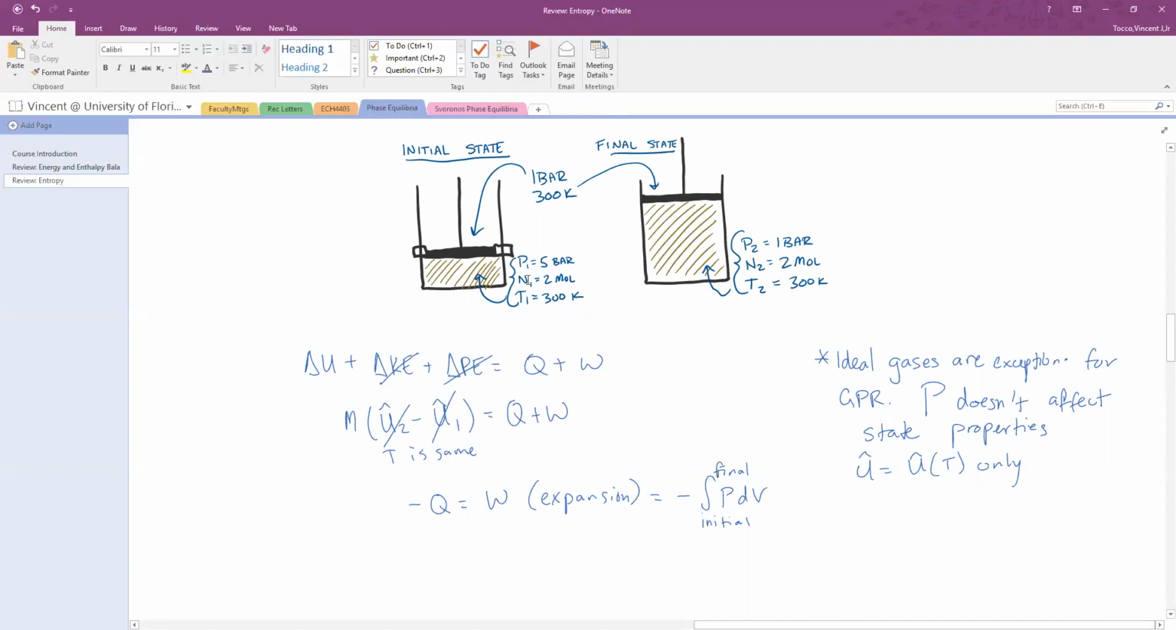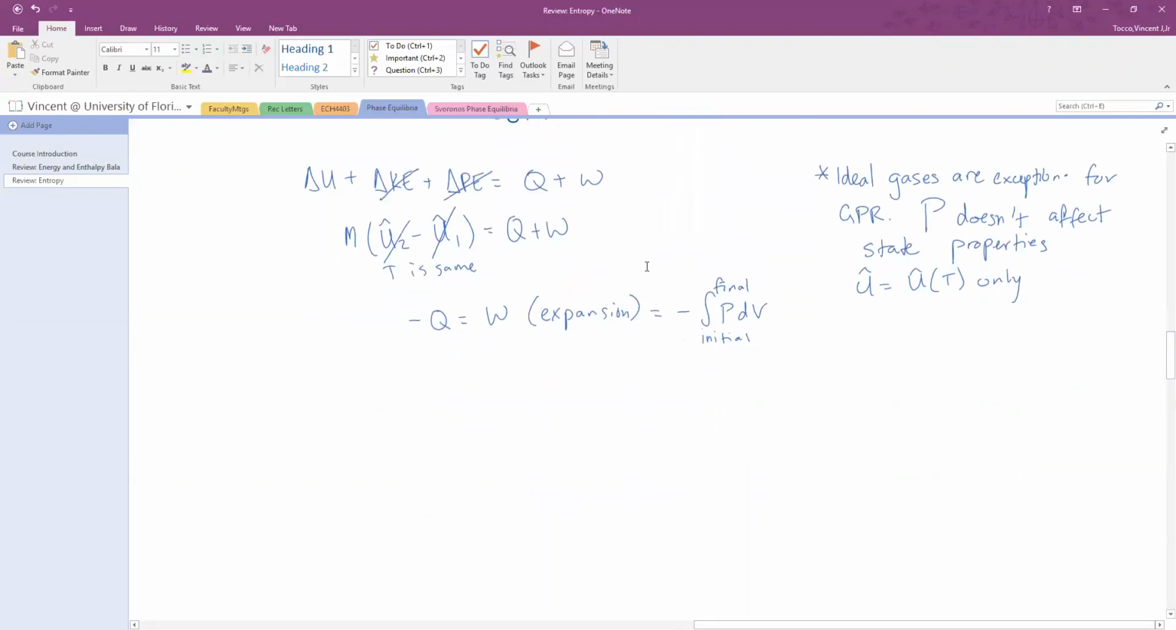So with that realization, for this process, P is always equal to 1 bar. It doesn't change. So because it's always equal to 1 bar, it's a constant, and I can pull it out of the integral. So I can say that this is going to be equal to minus P integral of dV from initial to final state. And the integral of dV is just that variable. So it's equal to minus P times V final minus V initial. So VF minus VI.